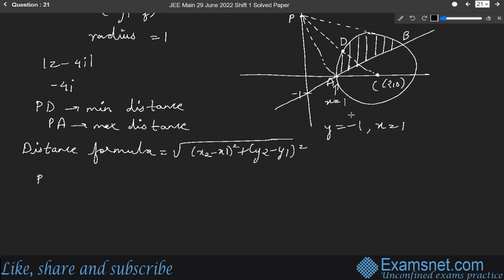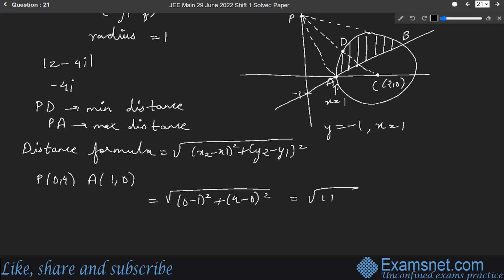It means we need point P and point A. What is point P? It is (0, 4). And what is point A? It is (1, 0), right? You can see that at point A, x is equal to 1 and y is equal to 0. So let us find it. Let us consider these values as x1, y1 and x2, y2. Okay. So it will be the square root of (0 minus 1) squared plus (4 minus 0) squared. Okay. I hope it is clear to you. Then it will be equal to the square root of 1 plus 16, which is equal to the square root of 17.